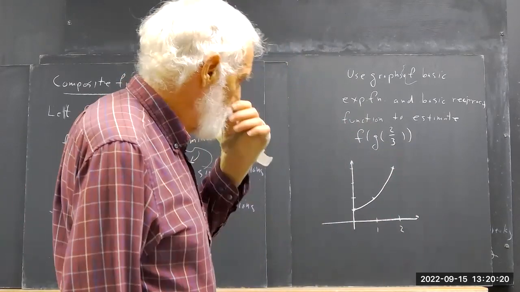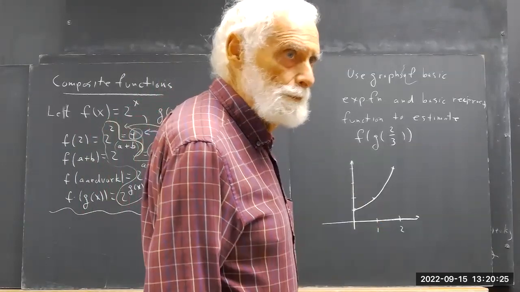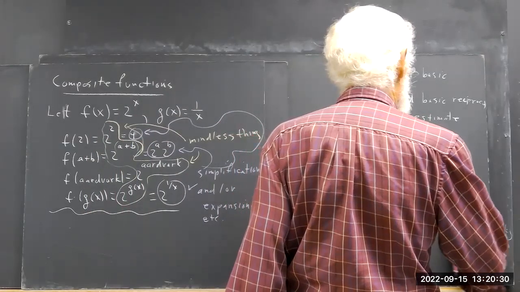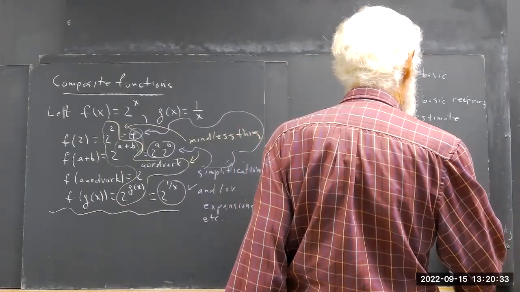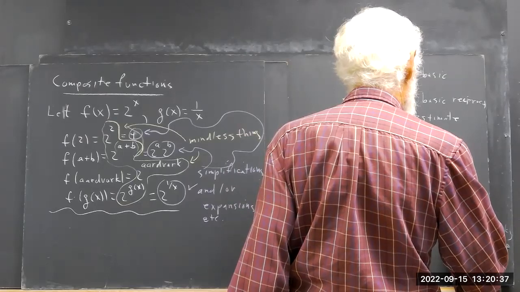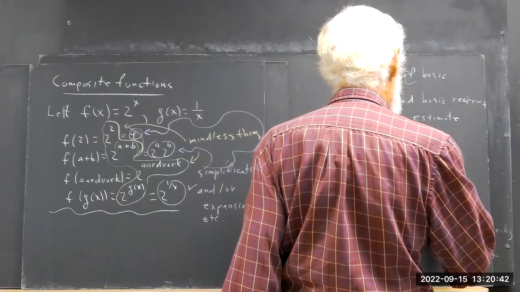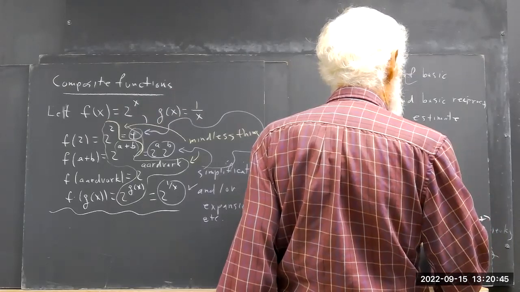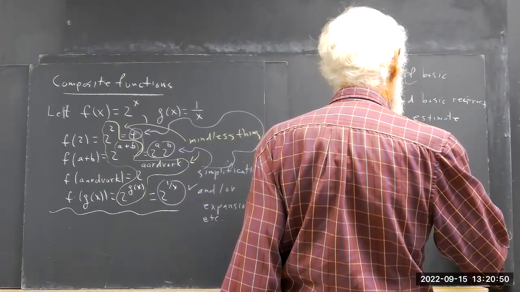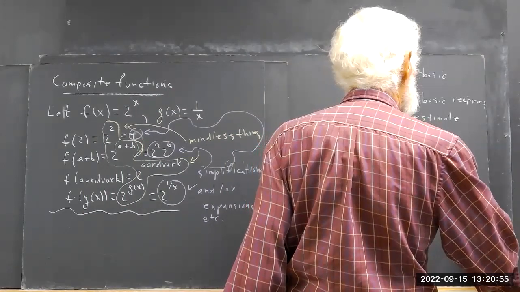Right there's part of the graph of the basic exponential function. And over here, it's not a great graph, is your 1 over x function. Reciprocal function, a curve about like this.